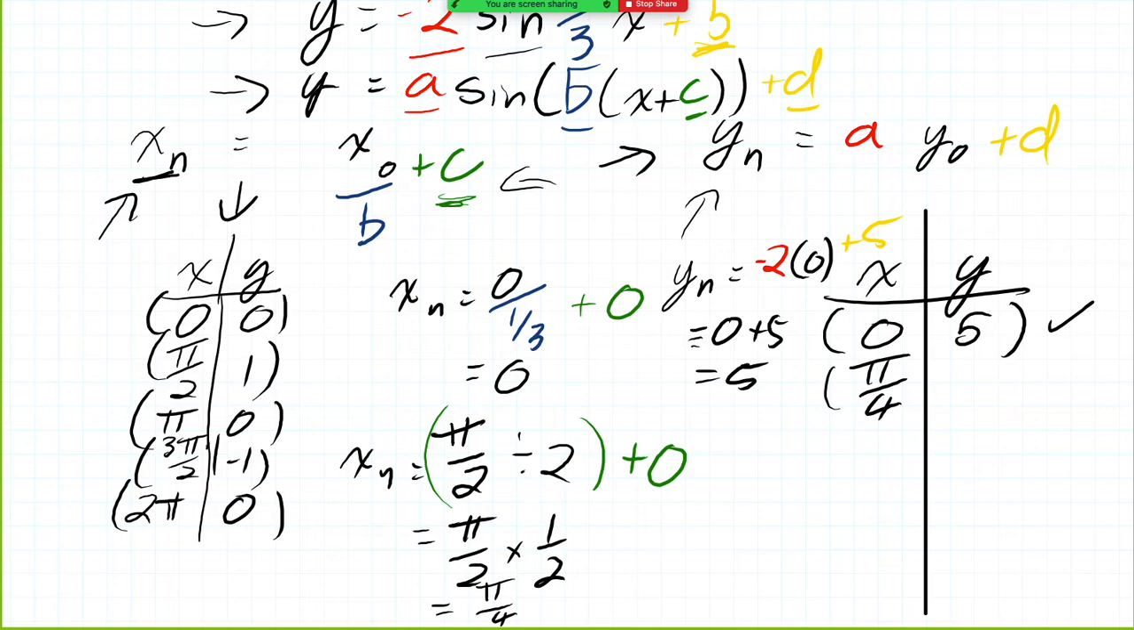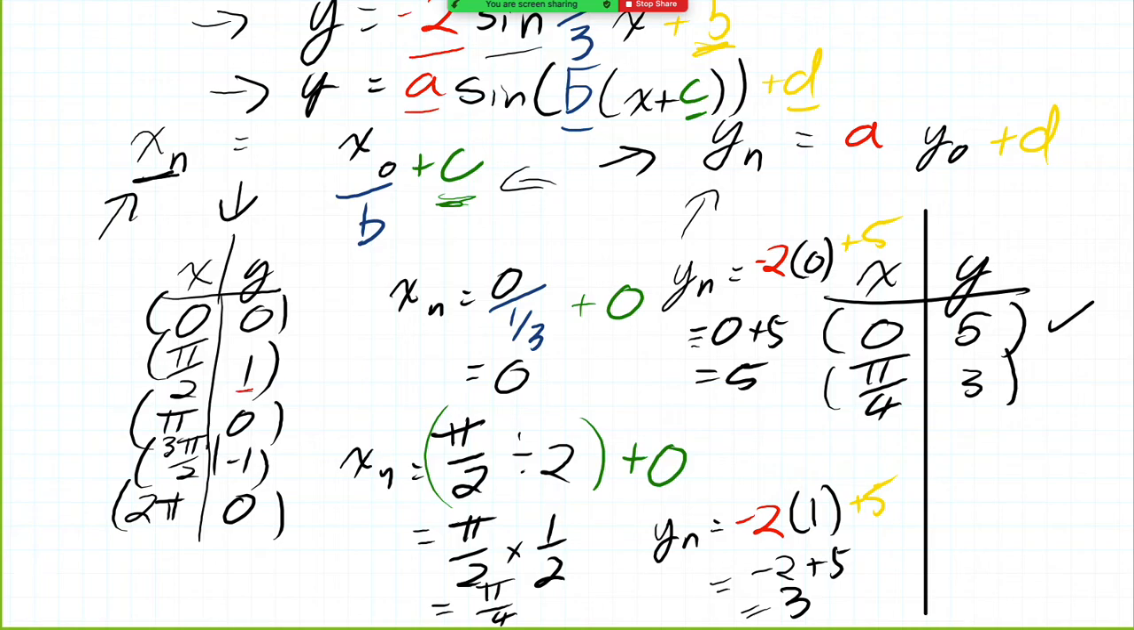And what's the y coordinate going to be? Well, yn is equal to that negative 2 multiplied by the old y value, which was 1, and then we add 5. When we do this, negative 2 plus 5 is equal to 3. So this is the new coordinate here. You would essentially go through this process over and over again to get the rest of it. It's a bit slow, but it does help when you get confused with the transformations and compressions.